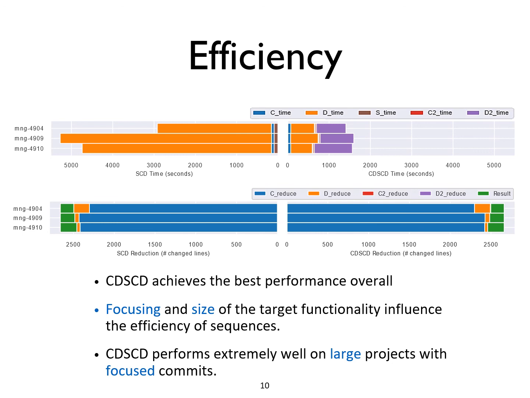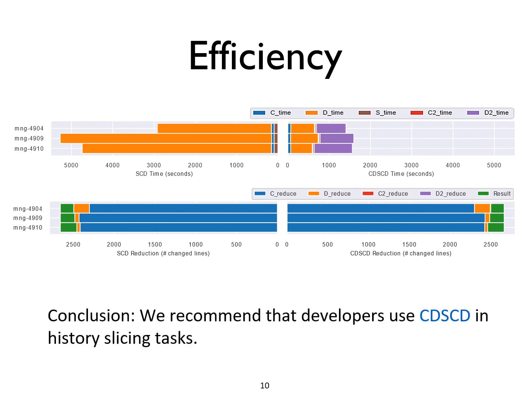Similarly, we found size of functionality also influences efficiency. CDSCD performs extremely well on large projects with focused commits. As a result, we recommend that developers use CDSCD in history slicing tasks.